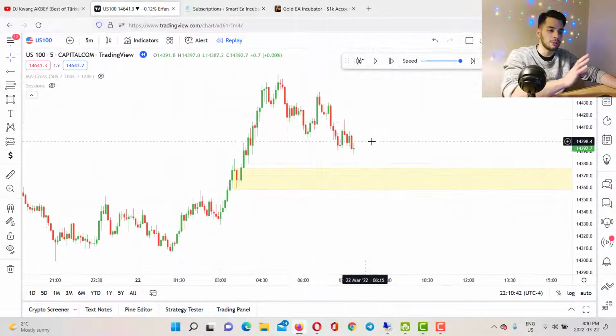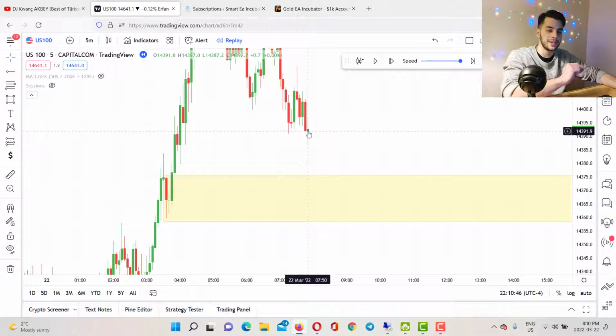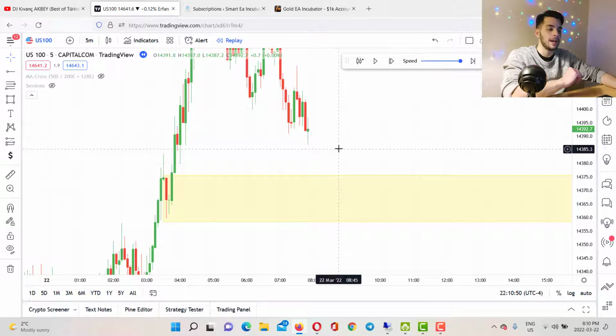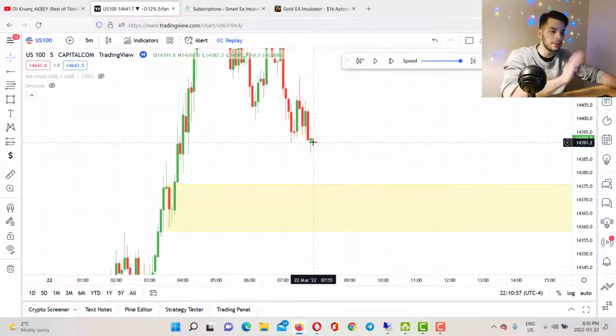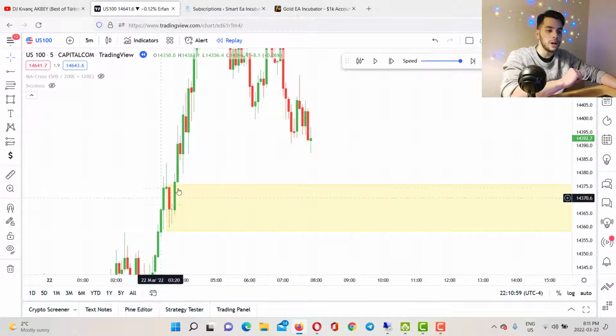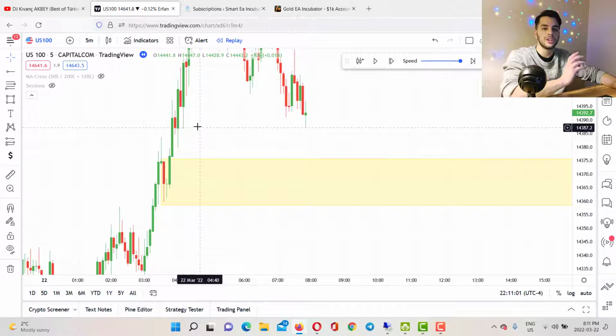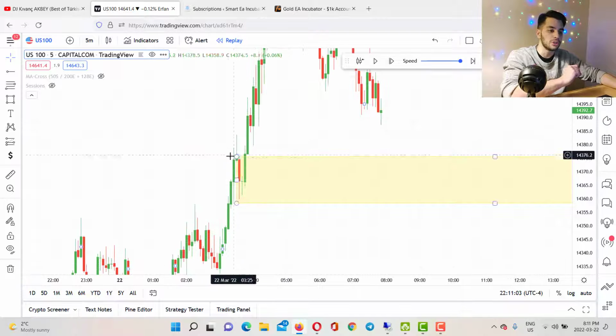So Nas100, this is exactly where I woke up. This is 8 a.m. Eastern Standard Time, which is 6 a.m. in my time, and the New York stock exchange market opens at 9:30 Eastern Standard Time. So when I woke up, I saw this high probability order block, or I would say a high probability demand zone, which is formed right here.